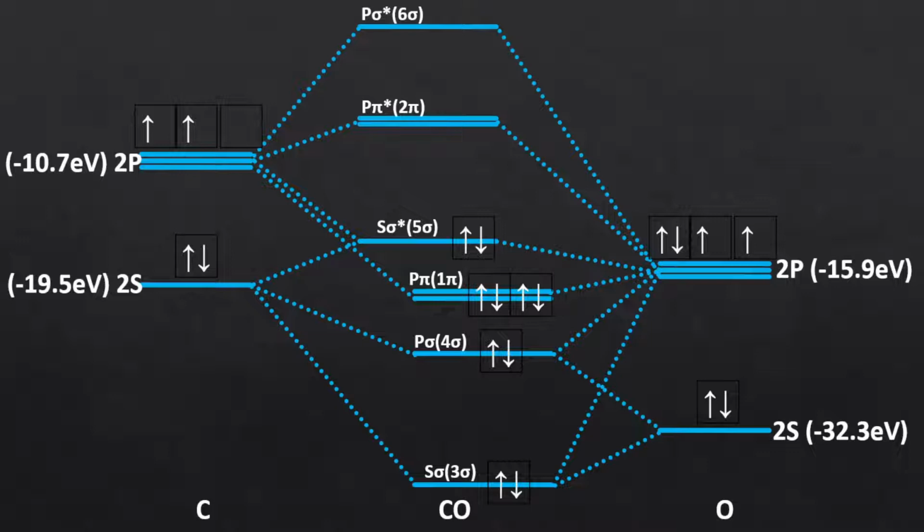The 3 sigma and 5 sigma molecular orbitals are derived from the oxygen and carbon respectively. Similarly, the 4 sigma and 1 pi molecular orbitals are mainly derived from the contribution of oxygen, while the 6 sigma and 2 pi molecular orbitals are mainly derived from the contribution of carbon.